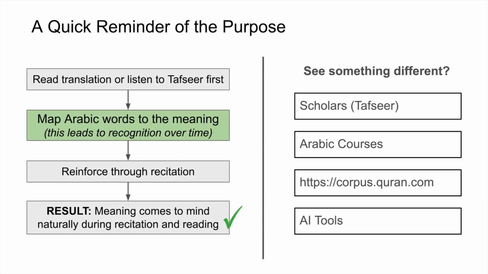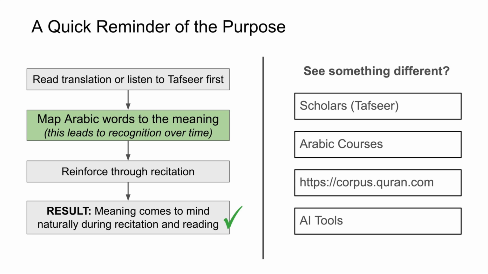Let me pause for a moment and remind you why we are doing this course. This course is not about learning Arabic as a language. It is not about mastering grammar rules or exceptions. The goal here is mapping. Mapping Arabic words you hear or see directly to meaning, so that over time meaning comes to mind naturally during recitation and reading.